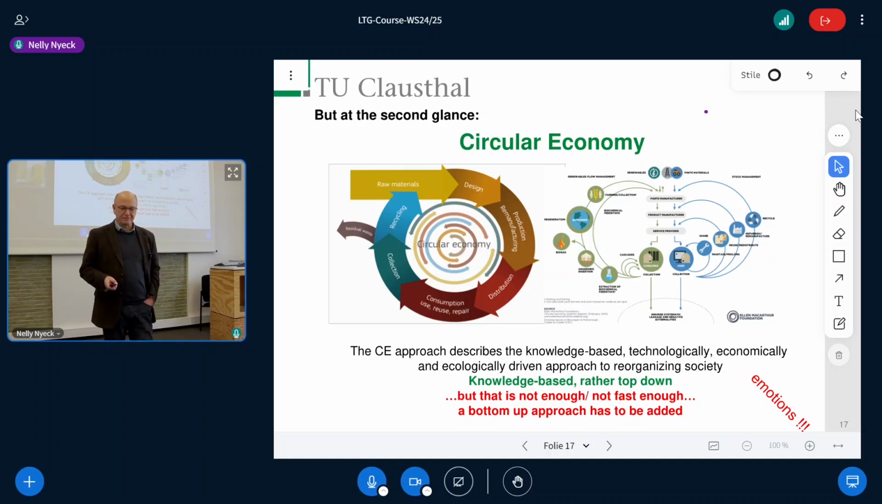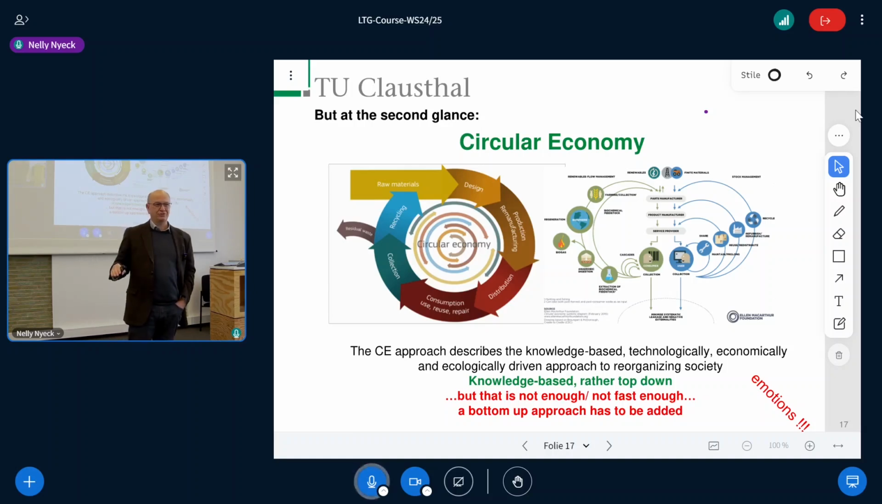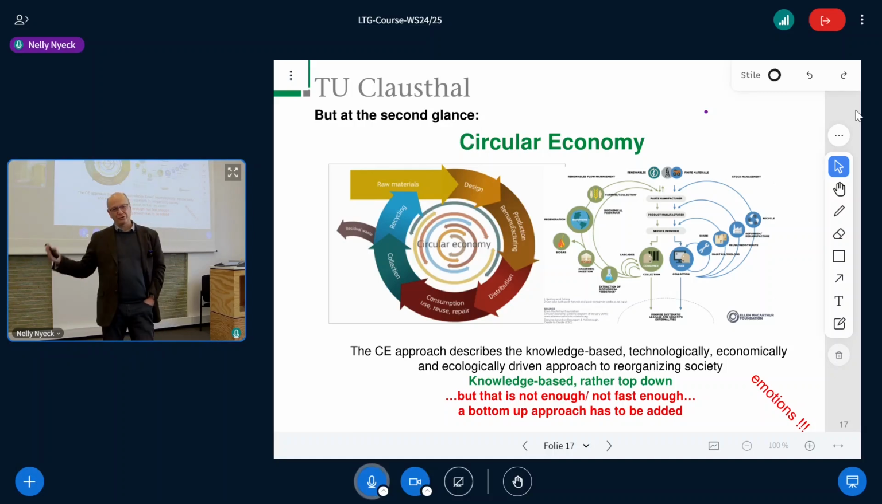This circular economy approach describes a knowledge-based, technological, economical, and ecological-driven approach for reorganizing society. But if we just follow this way, it's not fast enough. We can't change the whole story. We have until the mid of this century to change the world to a circular society, and it's really just 25 years ahead.